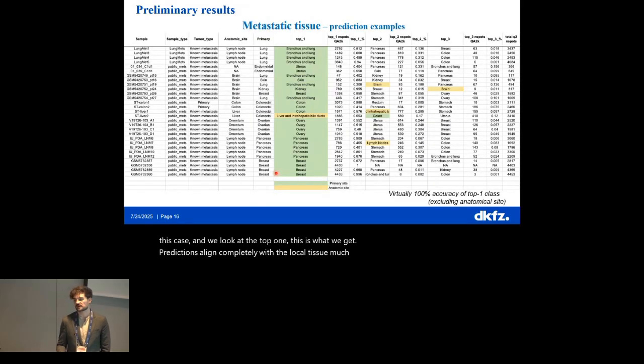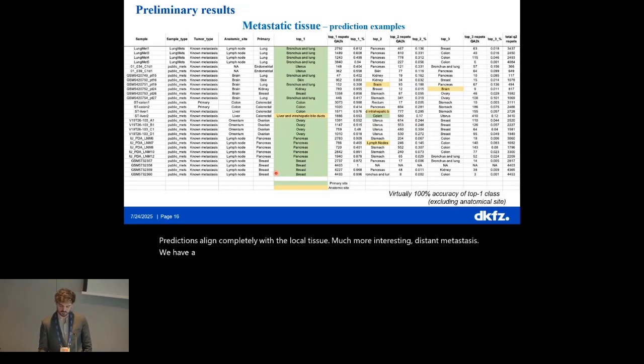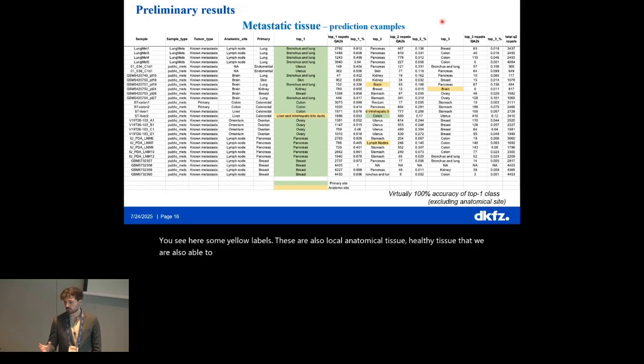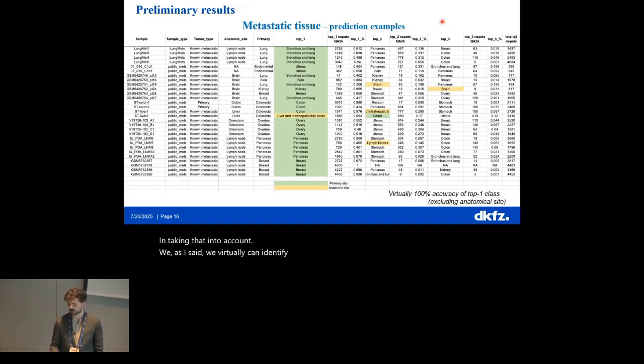Much more interesting, distant metastasis. We have a collection of spatial data, and also virtually, we are able to align the top one predictions with the distant primary. You see here some yellow labels. These are also the local anatomical tissue, healthy tissue, that we are also able to identify in some of the cases. Taking that into account, as I said, we can virtually identify the primary in all of these cases.